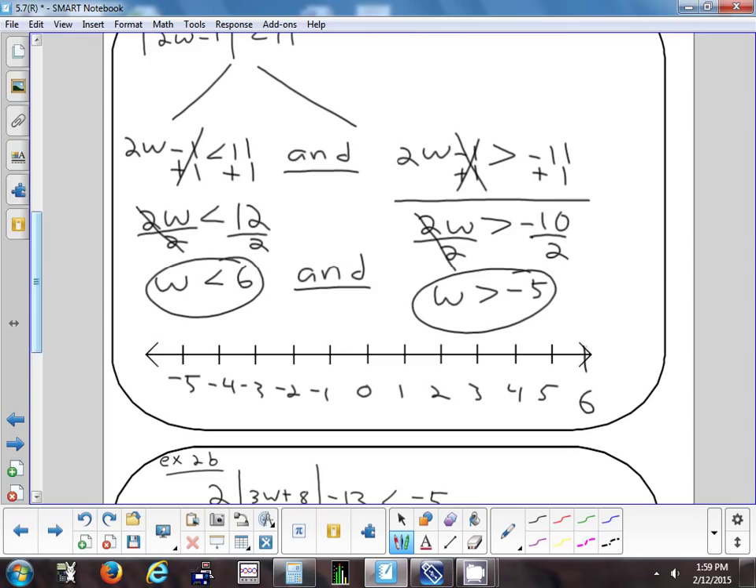Okay, so open circle on 6. Open circle on -5. Now, which way are we shading from 6? To the left. It's pointing to the left. Okay, we're going this way. Which way are we shading from -5? To the right. We're going to the right.